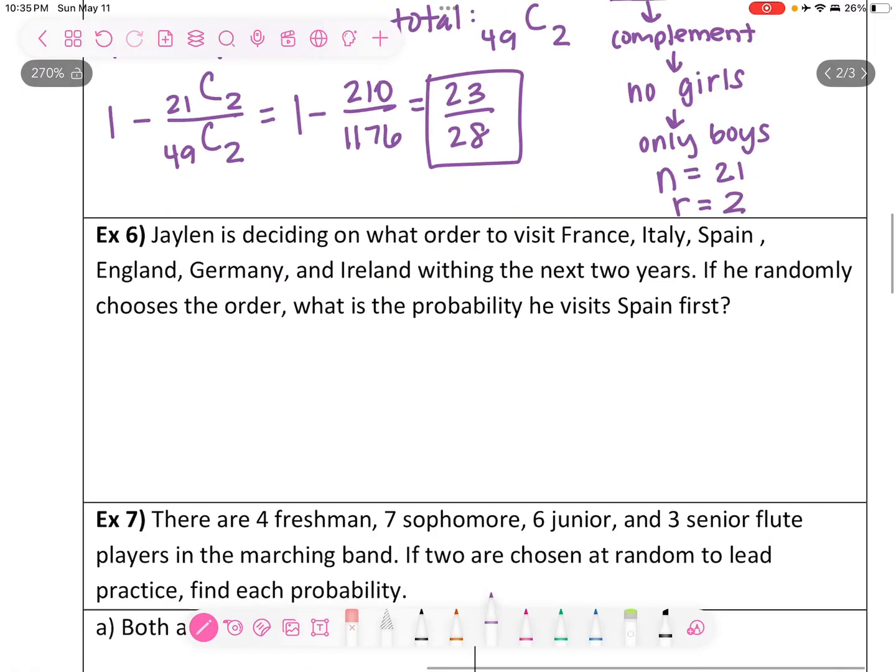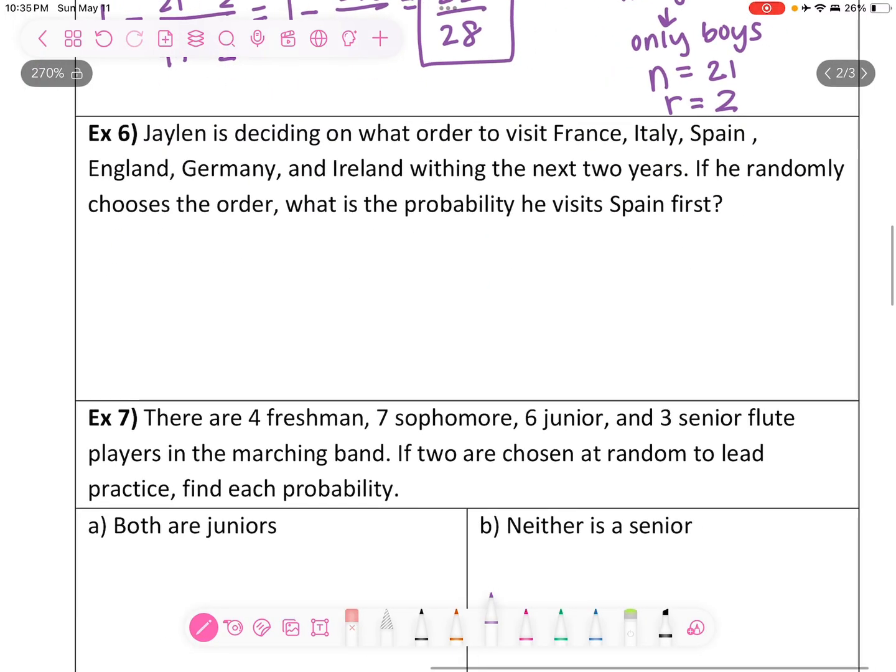All right, keep going. Example 6. Jalen is deciding on what order to visit France, Italy, Spain, England, Germany, and Ireland within the next 2 years. If he randomly chooses the order, what is the probability that he visits Spain first? Okay, perfect. So ignoring the probability part for a second, let's look at the scenario.